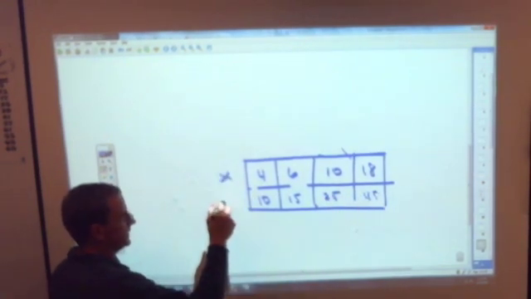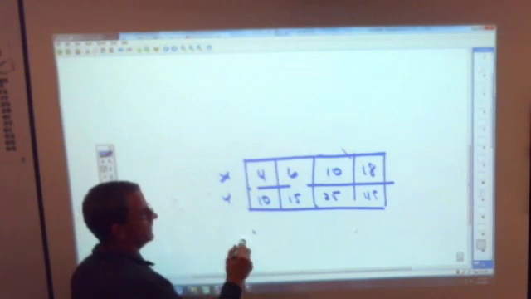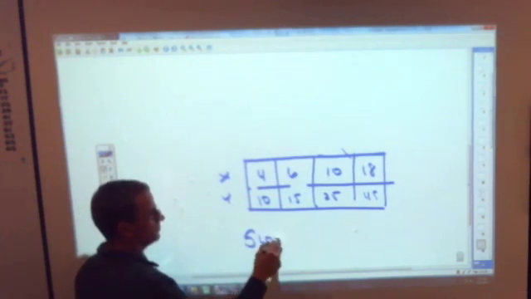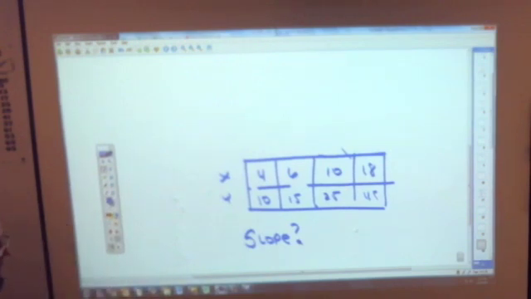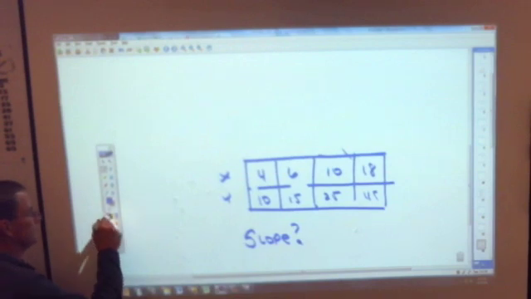And let's say these are my x values and those are my y values. And it asked you for the slope. Any suggestions on using that to find slope? Well, you could make a graph out of it. That would be one way. You'd plot those points and make a triangle. Or, here's another way to define slope.